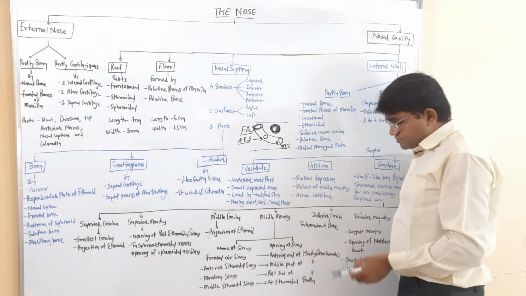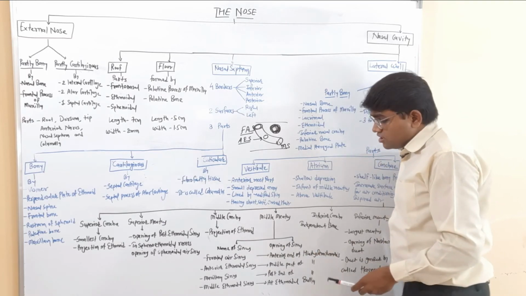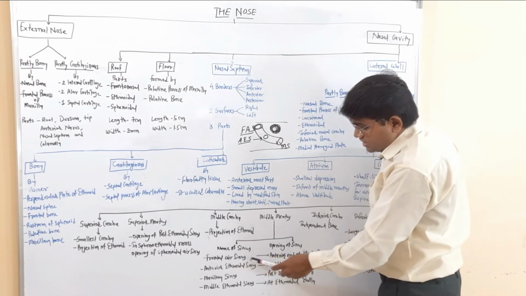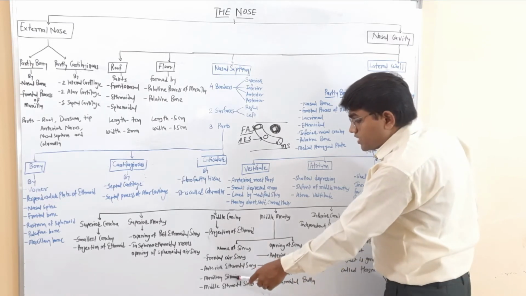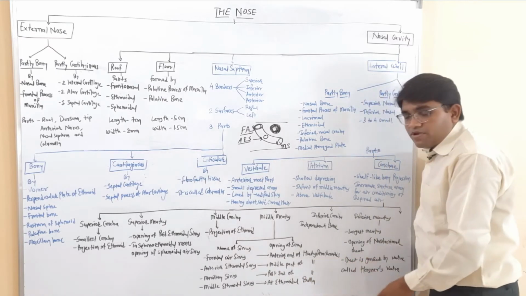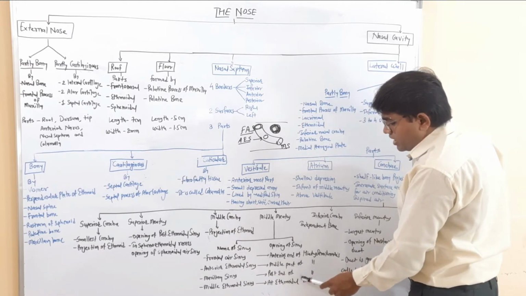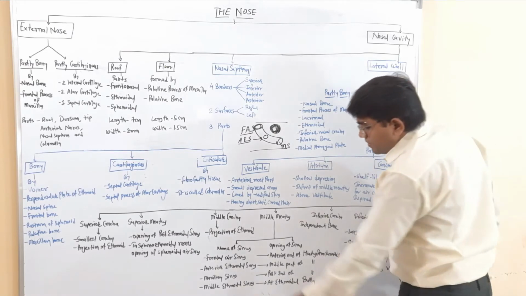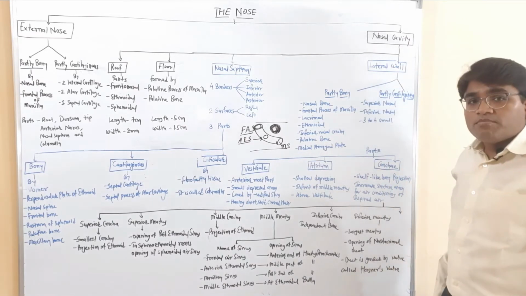Okay, so here are the names of the sinuses and their openings. The frontal air sinus opens into the anterior end of the hiatus semilunaris. Then the anterior ethmoidal sinus is present at the middle part of the hiatus semilunaris. Then the maxillary sinus opens on the posterior end of the hiatus semilunaris, and the middle ethmoidal sinus opens at the ethmoidal bulla.